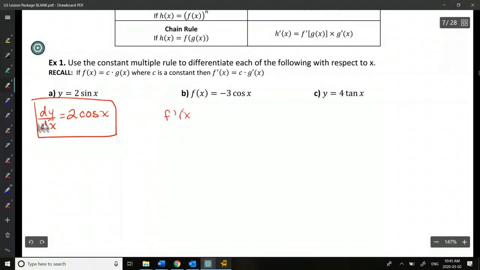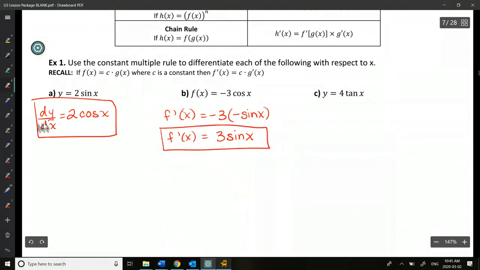Okay, same thing here. Keep the constant multiple and then do the derivative of the function. So the derivative of cos x is negative sine x. And then you're just going to simplify a little bit here. Negative and negative is positive 3. Okay, and then same thing here.